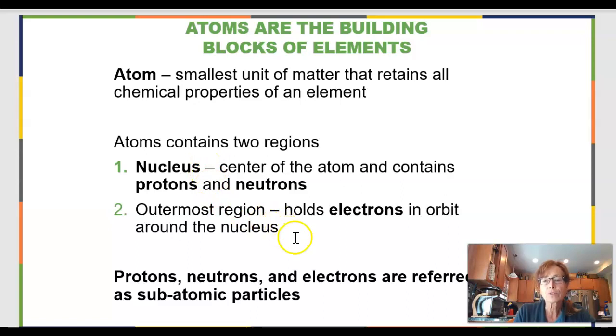And then the outermost region are the electrons, which have a negative charge, and they're held in orbit around the nucleus. There's an interesting tension that goes on where we have these positive charges with the neutrons, which are neutral, all packed in the center of this atom, and then the electrons, which are being held in very particular regions outside the nucleus. These are all referred to as subatomic particles, meaning they're not atoms, but they make up the atom.